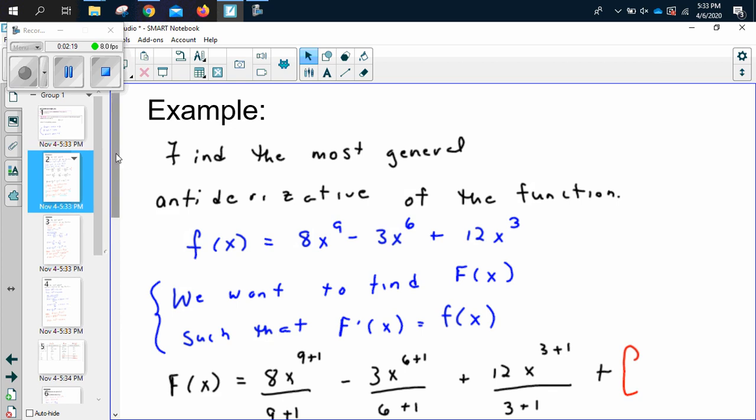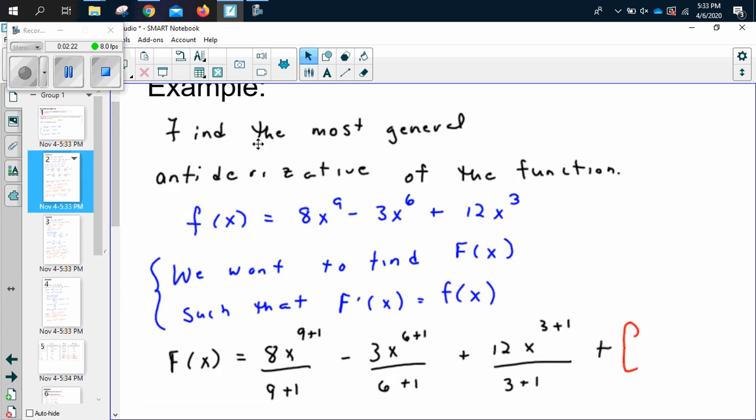Okay, I'm going to do a lot of examples in this section. We want to find the most general antiderivative of the function, and here's the function. So we want to find the big F of x such that the derivative of big F of x is this little f of x. We're given a derivative, and we want to anti-differentiate to find the function that it's the derivative of. Anti-differentiating is the inverse of differentiating.